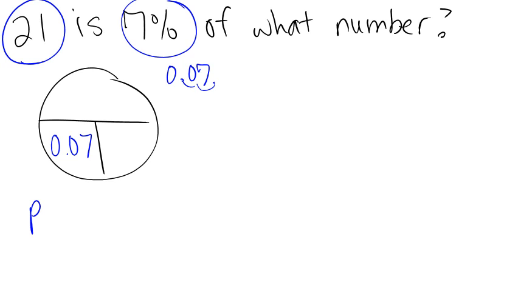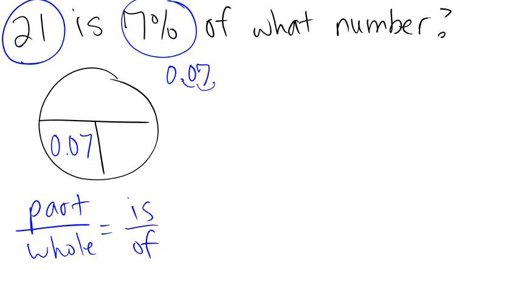21. So remember, part over whole is the same as is over of. So 21 is. That means 21 is going to be the is, or the part. So we're going to write it on the top. That means we're finding out what the whole is.